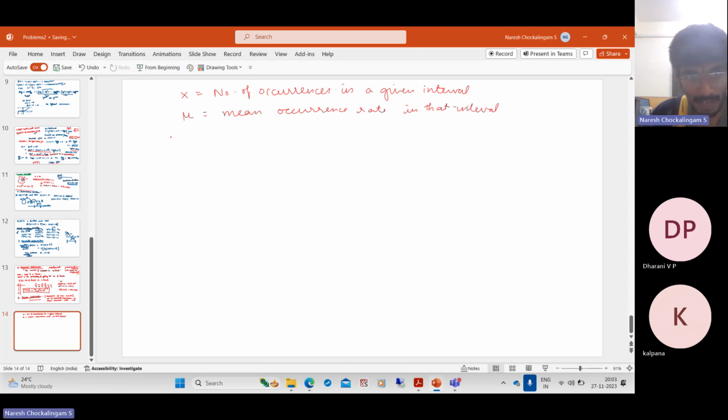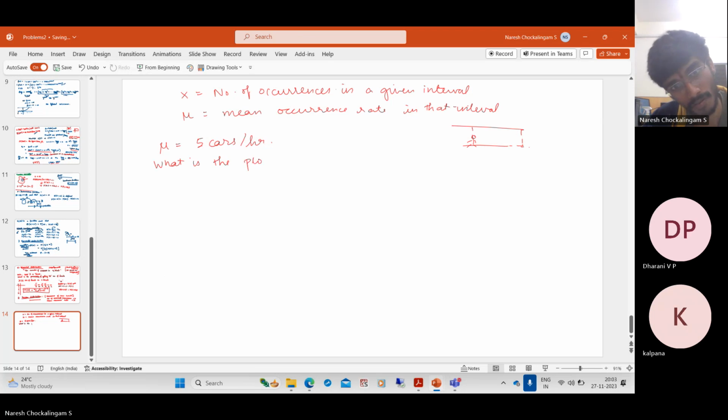So we have already solved a problem. Say mu is 5 cars per hour, you're standing on a highway, and the highway is very sparse. You don't have much traffic. So a car is equally likely to arrive at, say, 1 second or 10 seconds. In that case, it is best modeled by a Poisson distribution, and we know that on average, 5 cars pass through that point in a given hour. Now the question is typically like, what is the probability of observing 2 cars in say 3 hours?